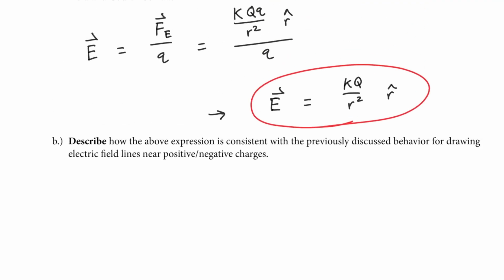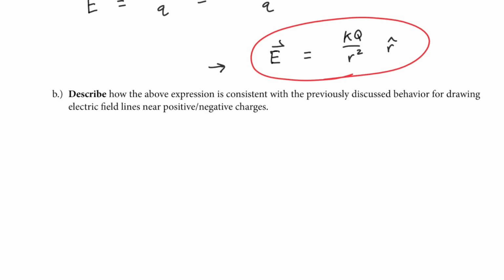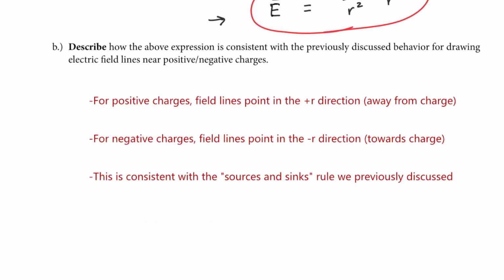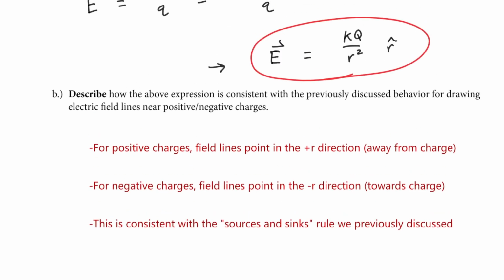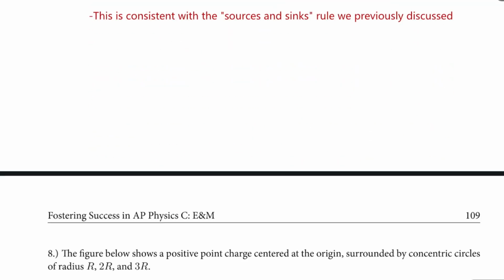Well, absolutely. Because r hat is a vector that means out. So if I have a positive r hat, which I'd get from a positive charge, that would be a source. If I get a negative r hat, that would be a sink. So for positive charges, field lines point away from the charge, and for negative charges, they point in. So this is literally the sources and sinks rule. Great.